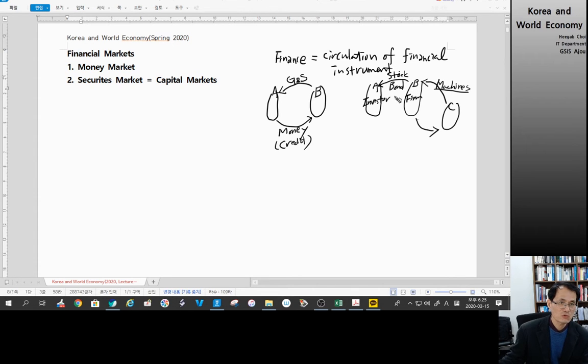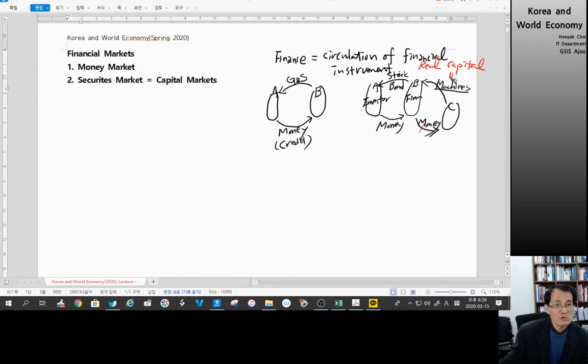sells some financial instrument to A, and A will give money. And this money will be given to C. Now, we have this situation, then we use several words for this. In this case, this machine is usually called capital. And economists rather call it real capital, to differentiate the financial capital from this real capital.